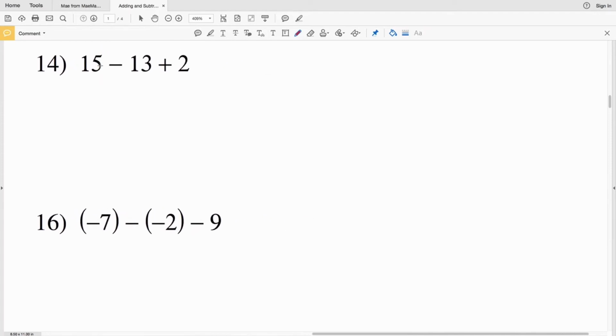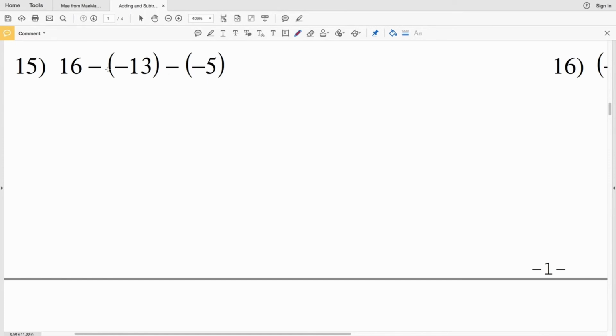Number 14, let's just do this from left to right. 15 minus 13 is a positive 2, and we're left with adding 2 on, so 2 plus 2 is a positive 4.